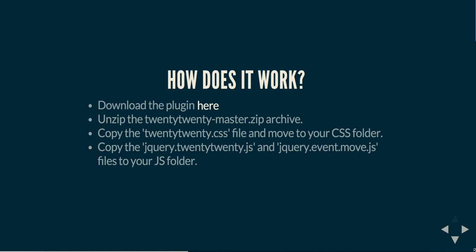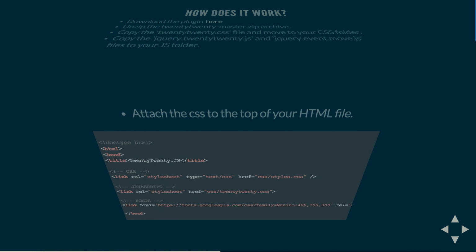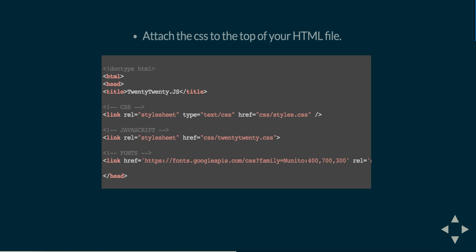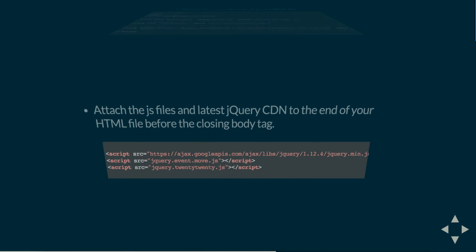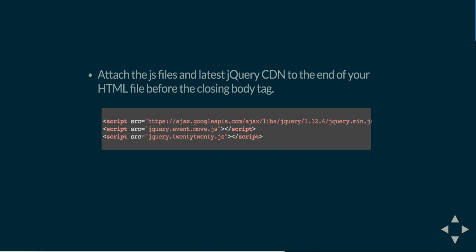You unzip the file, you copy the 2020 CSS file and move it into your CSS folder. Then you're going to copy the jQuery 2020 JS file and the jQuery event move JS file to your JS folder. You're going to attach the CSS to the top of your HTML file as shown here. You're going to attach the JS files and the latest jQuery CDN to the end of your HTML file before the closing body tag.